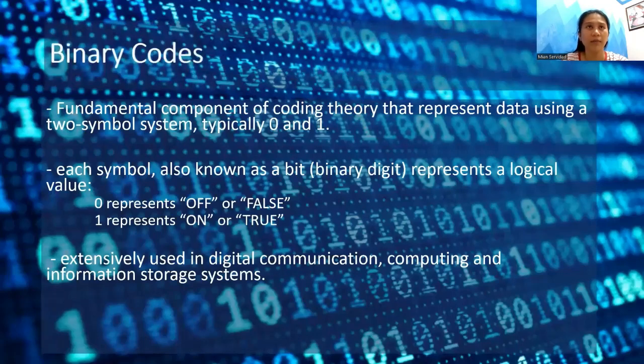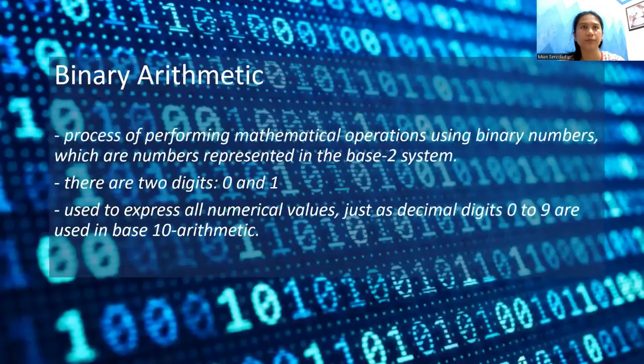Next is the binary code. Binary code is a fundamental component of coding theory that represents data using a two-symbol system, typically 0 and 1. Each symbol, also known as a bit or binary digit, represents a logical value, where 0 represents off or false, and 1 represents on or true. It is extensively used in digital communication, computing, and information systems.